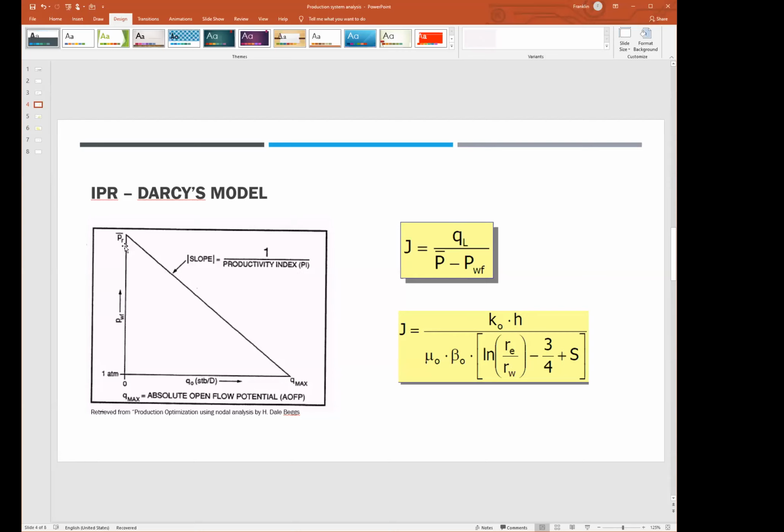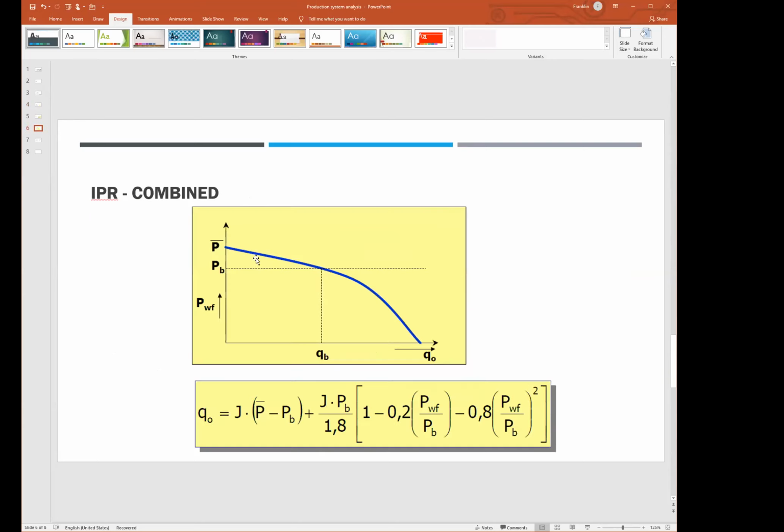So this is valid, as we say, at any point of the curve, because it's linear. But what happens when we are in these situations? If I do my calculations of J, or productivity index, it's going to be the same slope in this part, no problem, but what happens here? So the productivity index changes anywhere on the curve.